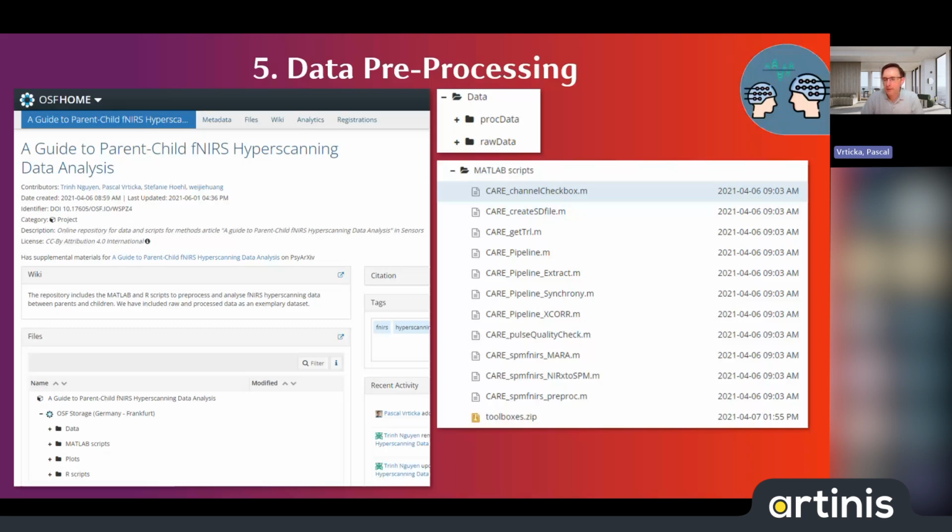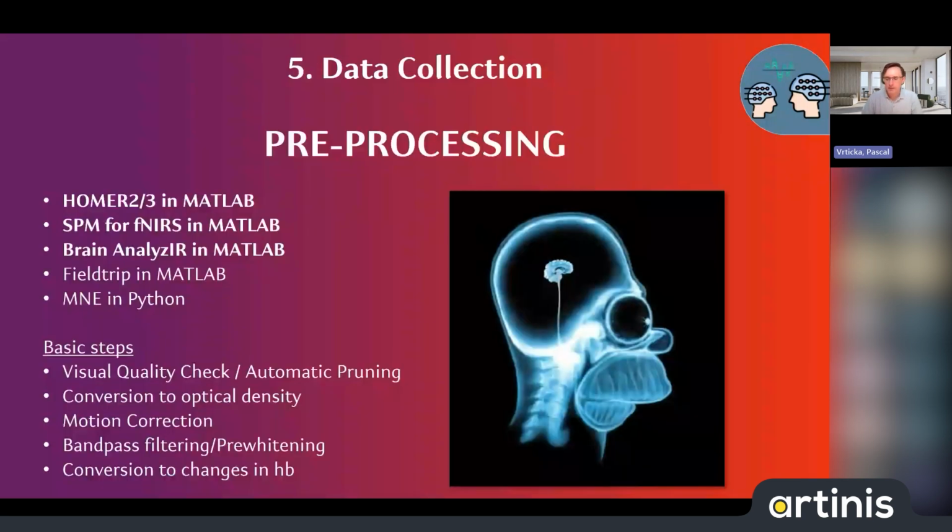Of course, there are different ways of doing the pre-processing. So our pipeline takes elements from quite a few different software packages. For example, Homer2 in MATLAB, SPM for fNIRS in MATLAB, Brain Analyzer in MATLAB. But you could also use MNE in Python, or you could use Artinius' own pre-processing pipeline. So there are quite a few different ways of doing this.